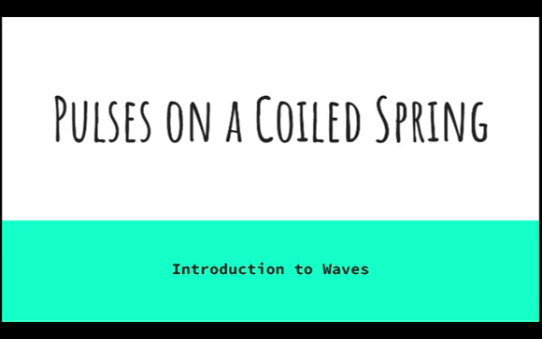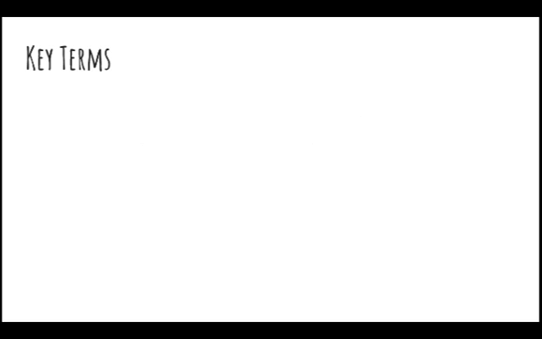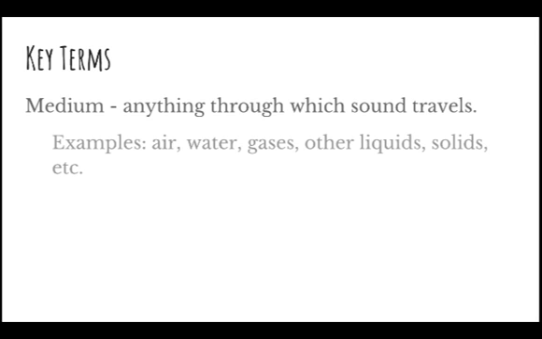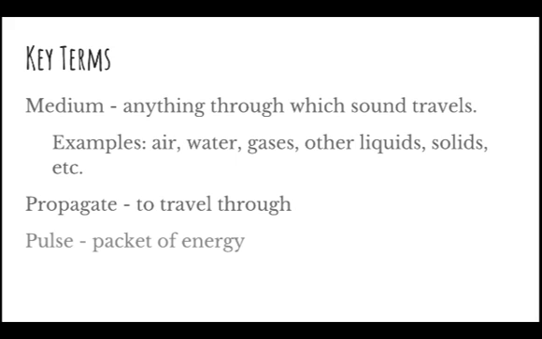So for starters, there's a couple key terms that you need to know. The first key term is medium. So a medium is anything through which sound travels or which a wave would travel. Some examples would be air, water, gases, other types of liquids, solids, etc. Propagate. Propagate means to travel through. And a pulse. A pulse is a packet of energy.